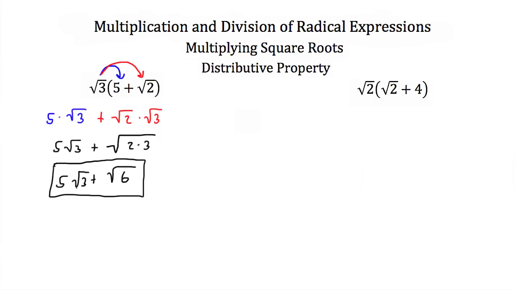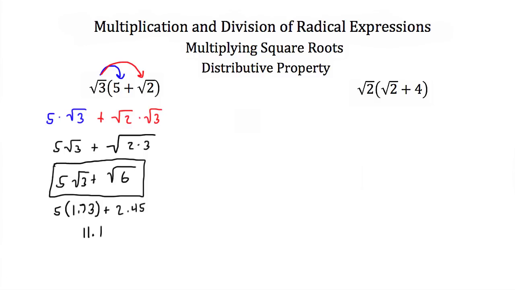If you wanted to, you could convert the square root of 3 and the square root of 6 into decimals. The square root of 3 is approximately 1.73. And the square root of 6 is approximately 2.45. So what we have here is 5 times 1.73 plus 2.45, which is approximately 11.1.